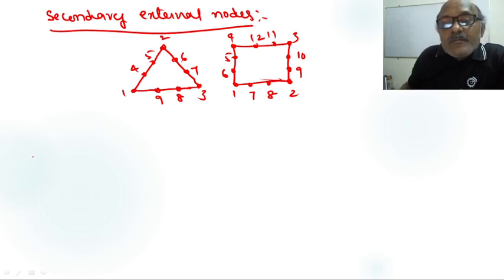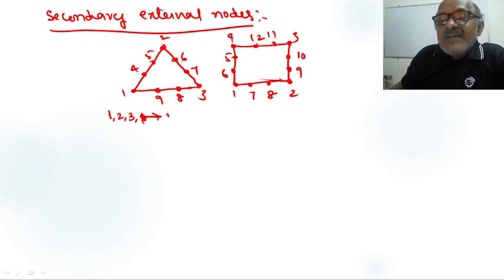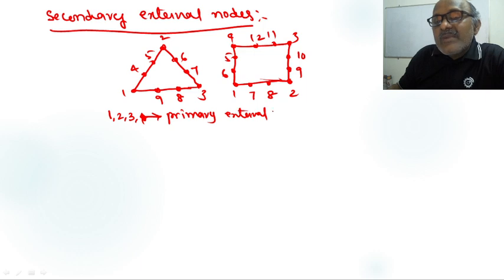So I will write here 1, 2, 3, 1, 2, 3. These are primary external nodes. Here 4, 5, 6, 7, 8, 9 are secondary external nodes, my dear students.